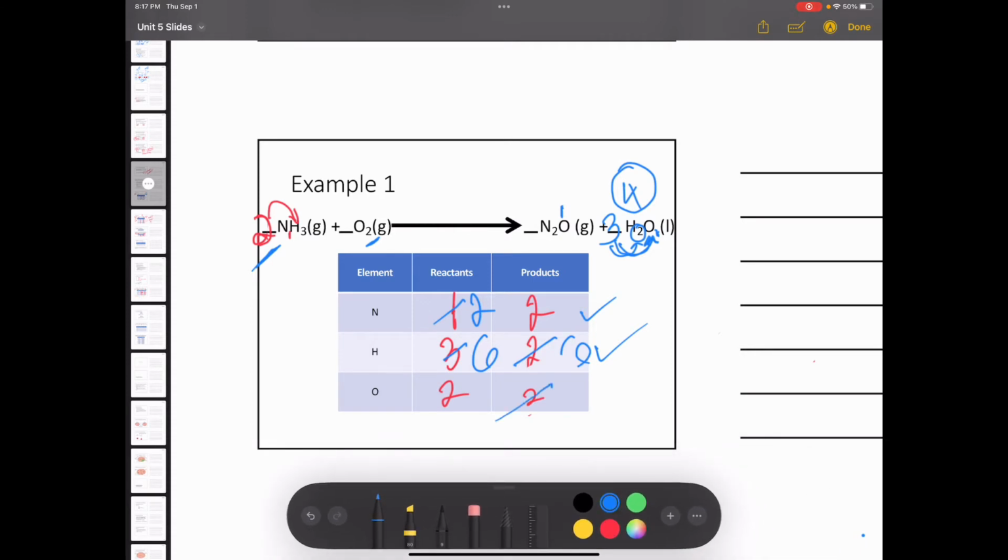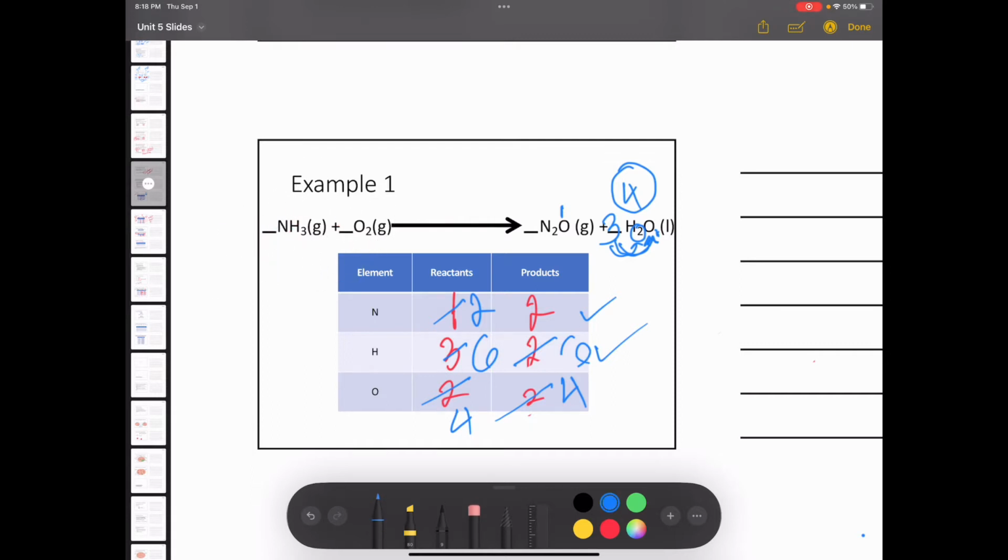This one here, it's now a 4. In order to balance the oxygen on the reactant side, what I can essentially do simply, I can just add a coefficient of 2 to multiply the oxygen molecule. So this will make the oxygen on the reactant side 4. Okay?